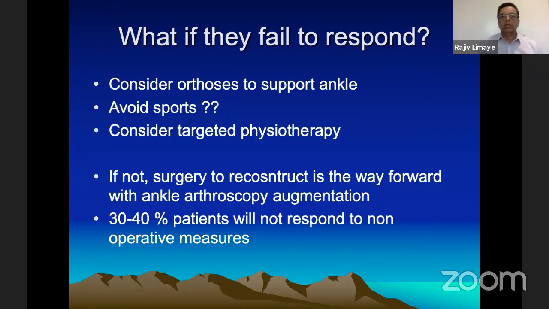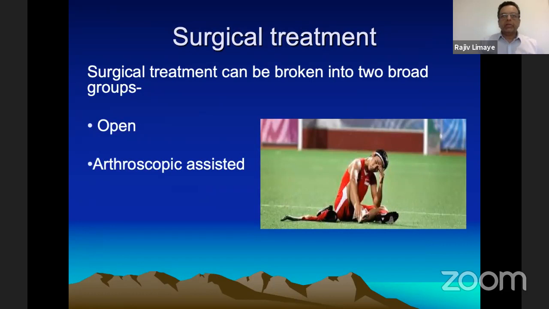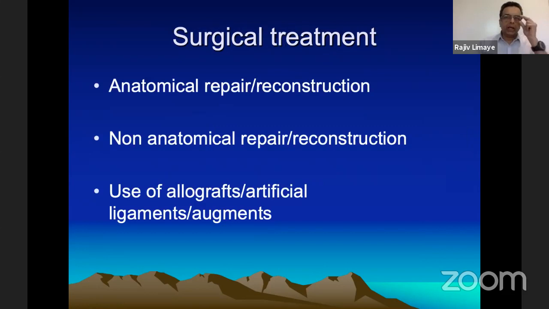So the surgery is divided into two main groups. One is open surgery, the other one is arthroscopically assisted surgery. And their repair techniques are classified as anatomical repair or reconstruction, or non-anatomical repair or reconstruction. I'll come to the difference in a minute, but we have also recently seen interest in allograft or artificial ligaments or even augmentation devices.